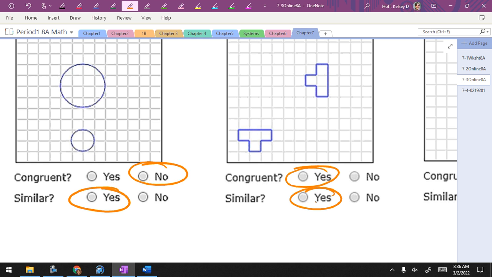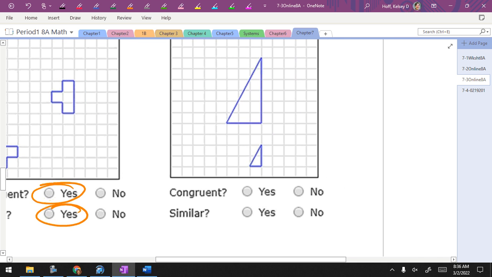Here's what I'm going to tell you, everybody listening. If you say yes to congruent, you say yes to similar. If the top one is yes, the bottom one is yes. Always, always, always. Okay? Are those two triangles congruent? No, definitely not the same.